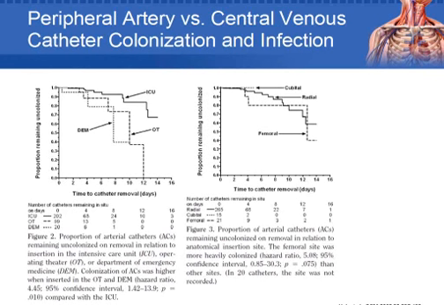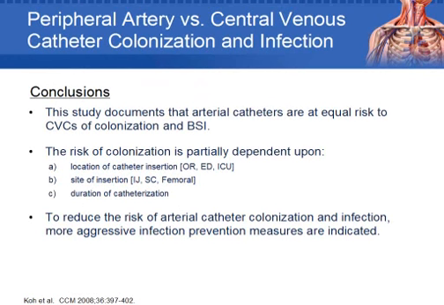On figure 3 on the right-hand side, we see that it makes a difference where you insert that catheter. If the catheter is inserted in the cubital, you can see at the very top dotted line, it basically stays at 1, very low risk of colonization. With radial, the risk increases a little bit more, but neither of them are comparable to femoral, which become colonized much more rapidly.